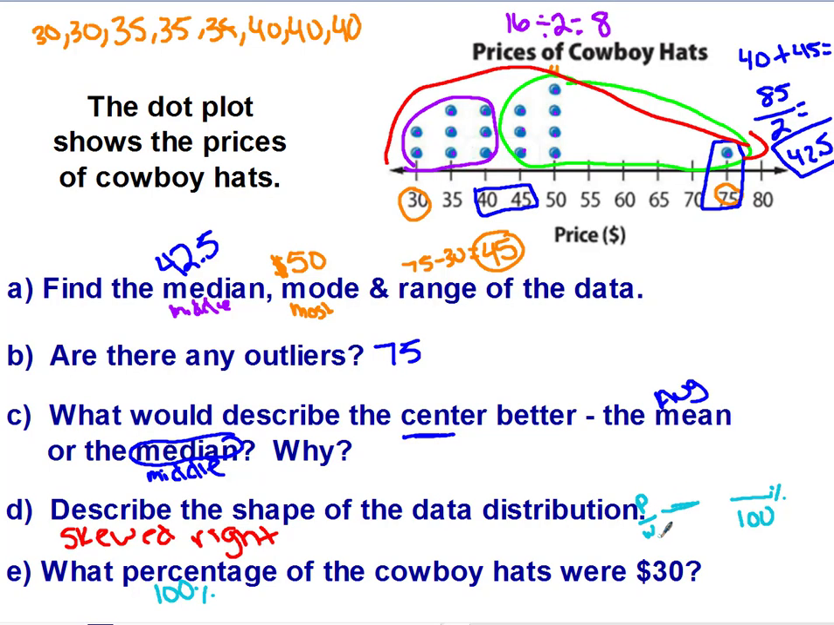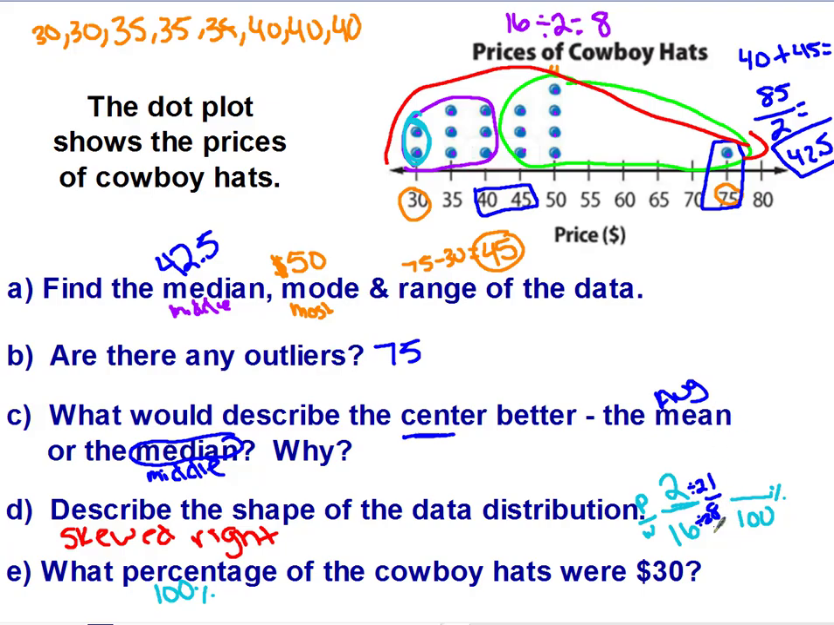Remember, part to whole or part to total. So I have a total of 16 hats. We already counted all the dots. We have 16 hats. Okay, and then how many of them are 30? Well, 2. 2 of them are 30. So I have 2 16ths. Okay, I can simplify this. If I divide this by 2, I get 1/8. Now some of you might know your percentage already because of the fraction 1/8.